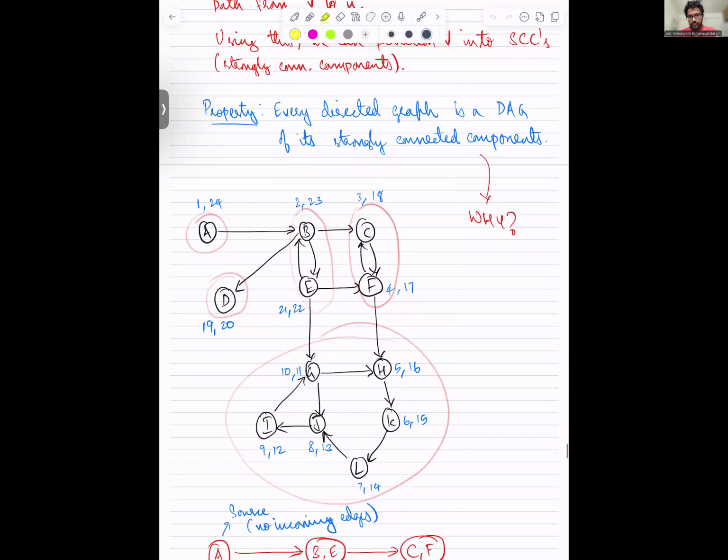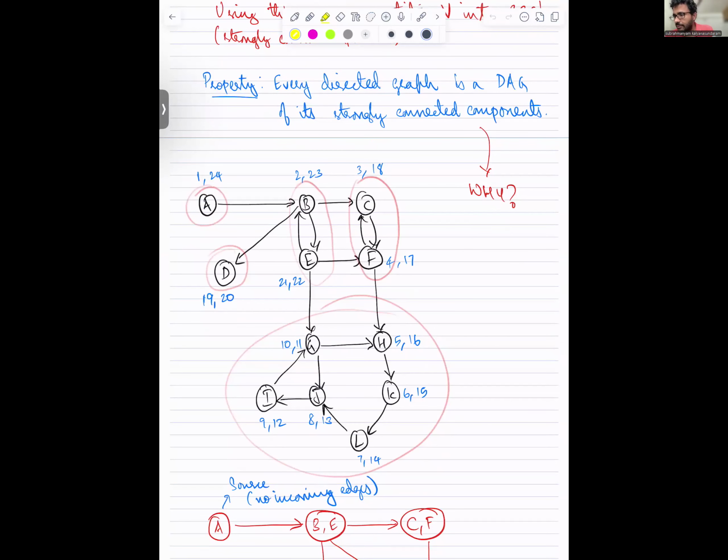On the screen, you can see these numbers. Like 1 and 24 are the timestamps at which exploration started at A and completed at A. For instance, if you look at H, the exploration started at timestamp 5 and completed at timestamp 16.